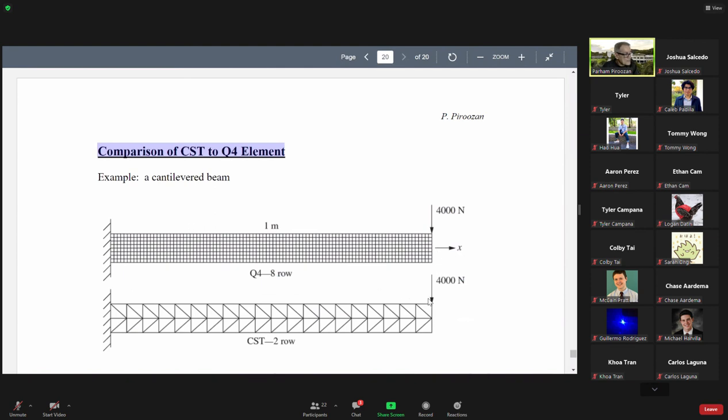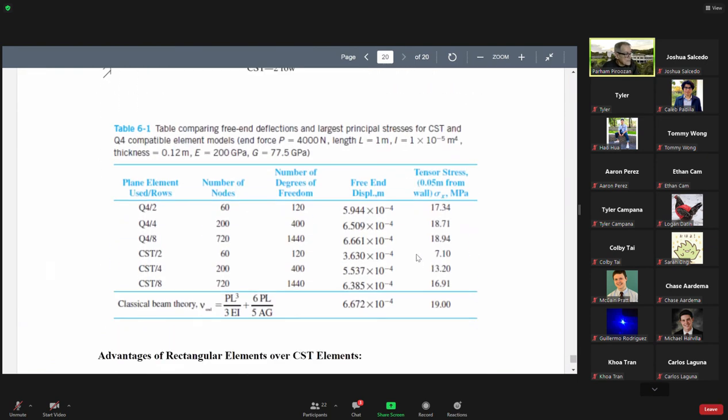Let's compare the deflection at the free end here. This beam will deflect, will move downward. Let's find the downward deflection of this end. If we do the exact solution, we get this one. This is the exact solution: 6.67 times 10 to the power negative 4 meter.